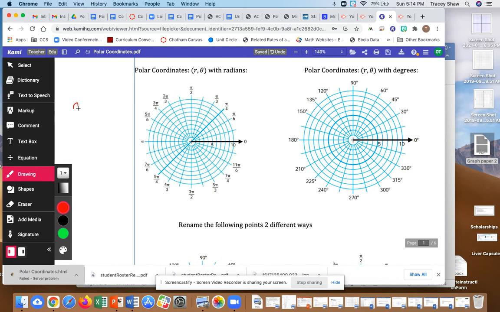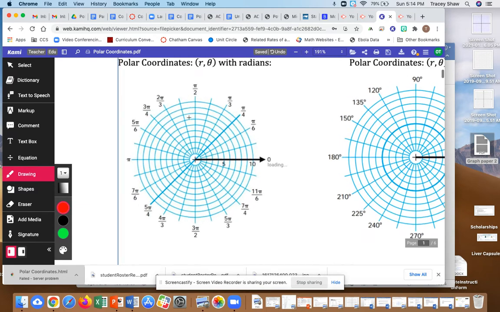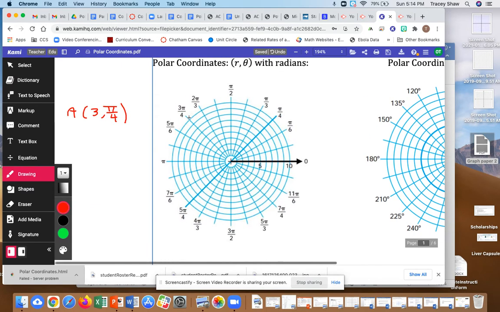And we'll just say that point A is (3, pi over 4). And I'm going to blow this circle up just a tad, because sometimes it's hard to get on the right circle if it's too small. All right, now we know where the angle pi over 4 is at. Okay, so I'm just going to kind of highlight it.